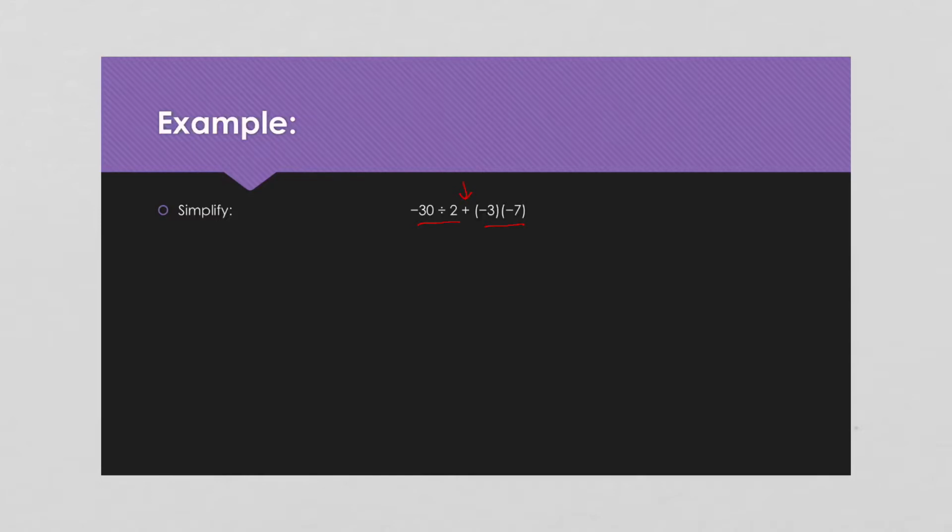Negative 30 divided by 2, negative divided by a positive is a negative. Bringing this plus straight down. Negative 3 times negative 7, a negative times a negative is a positive. 3 times 7 is 21. Now I'm going to add these guys together. A negative plus a positive, you subtract the numbers, the smaller from the larger, but you keep the sign of the larger number. So this is positive 6.